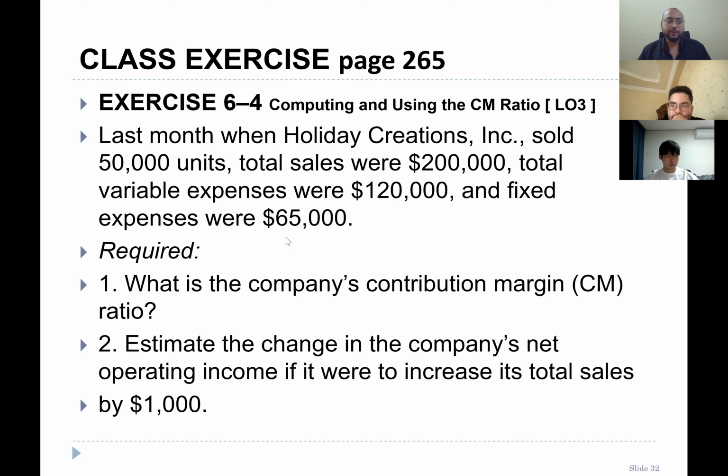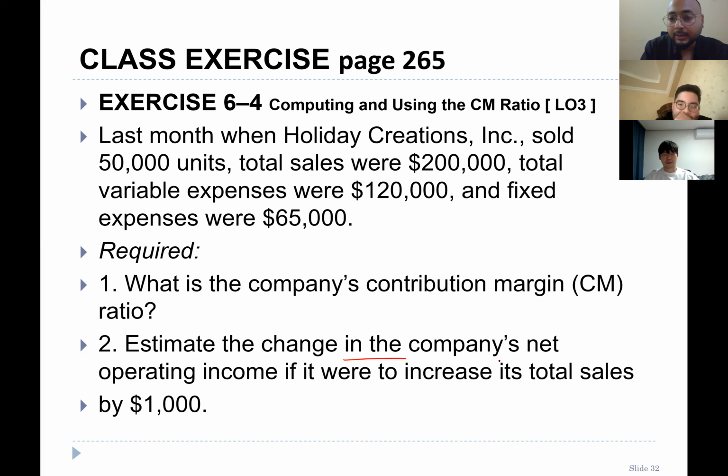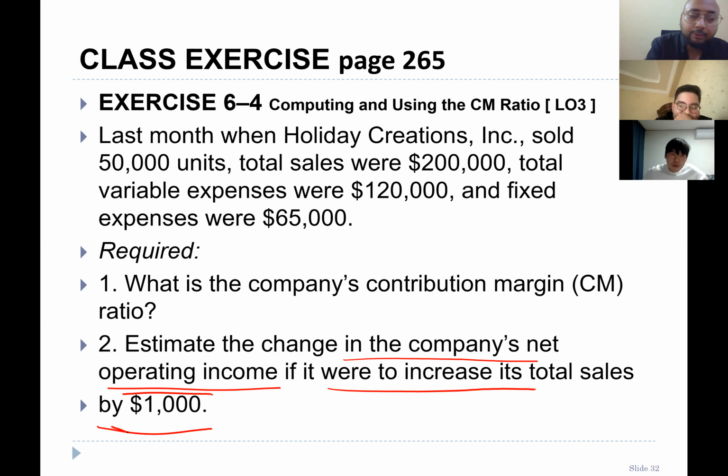Okay guys, welcome back after the breakout room activity. So let's go and check our solution. Before going there, let me read the question. Last month, when Holiday Creation Incorporation sold 50,000 units, total sales were 200,000, total variable expenses were 120,000 and fixed expenses were 65,000. You are required to calculate the contribution margin ratio. Second, pay close attention to the question as well: estimate the change in the company's net operating income if you were to increase its total sales by 1,000.